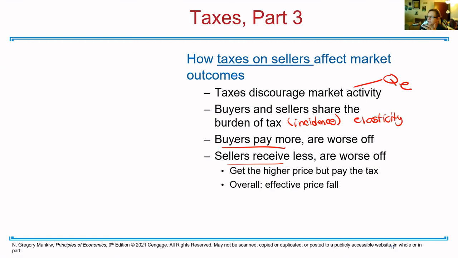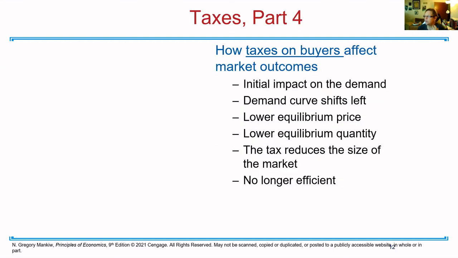I kind of skipped over, I shouldn't have. Sellers, okay. Again, we get a lower equilibrium price, lower quantity. Tax reduces the size of the market. Why? Because the quantity with the tax will be over here, whereas quantity equilibrium is somewhere over here. So we say it's no longer efficient.